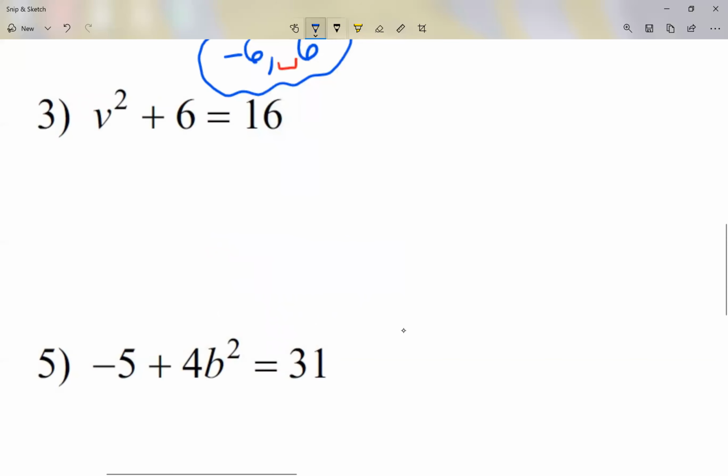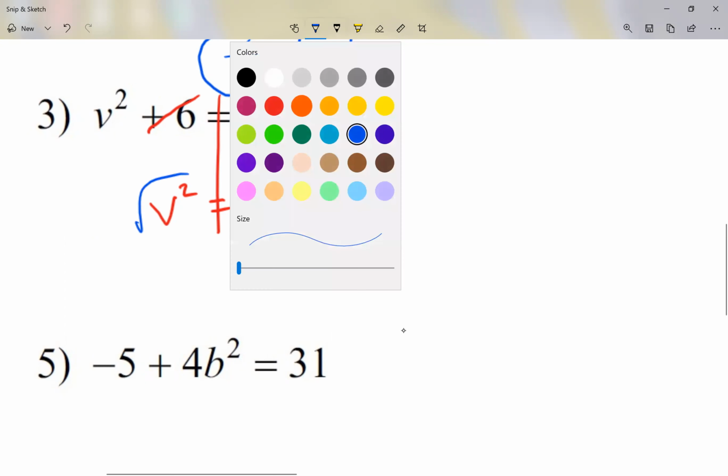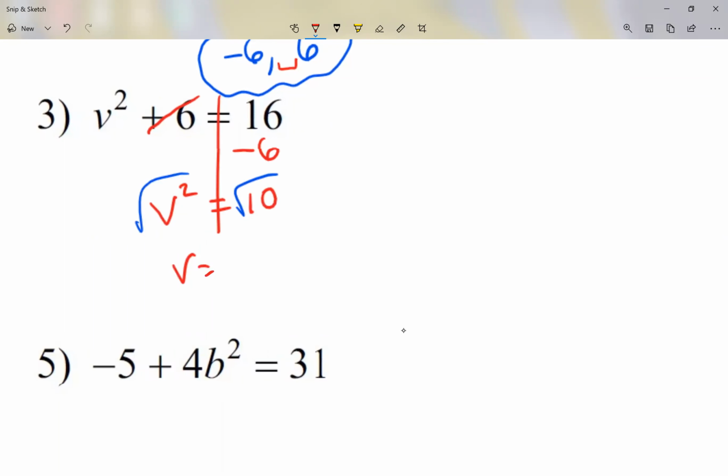So I'm going to separate my sides through the equal sign. I want to have my v by itself, so the +6, I'm going to move it to the other side as a -6, right? Opposite operation. So I'm going to go v squared is equal to 10, because 16 minus 6 gives me 10. So that means that v, because I have to do radicals, is equal to the square root of 10.